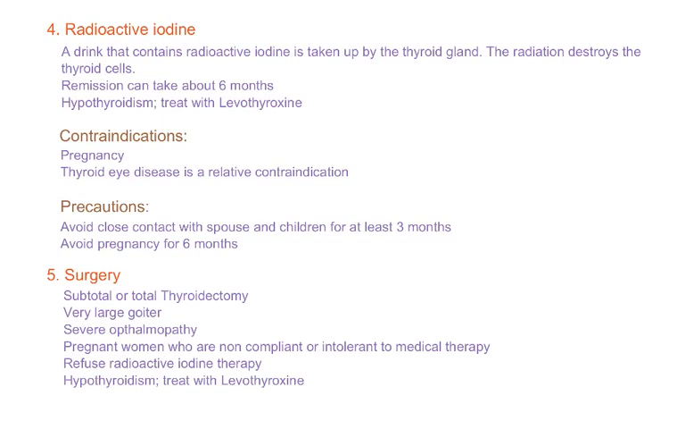Radioactive iodine is contraindicated in pregnancy and thyroid eye disease. After the treatment, the patients should avoid close contact with anyone, and females should avoid pregnancy for at least 6 months. Surgery is the last option. It should only be done if there is very large goiter, or if they're pregnant women who are intolerant to medical therapy, or if they refuse radioactive iodine therapy. The patient will develop hypothyroidism after that too, so we have to treat with levothyroxine.